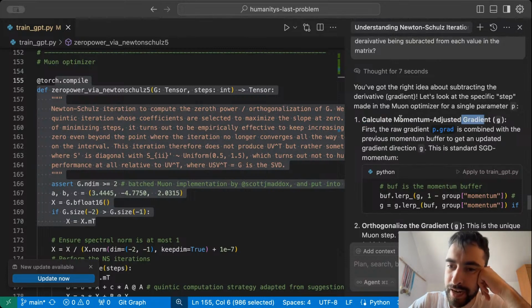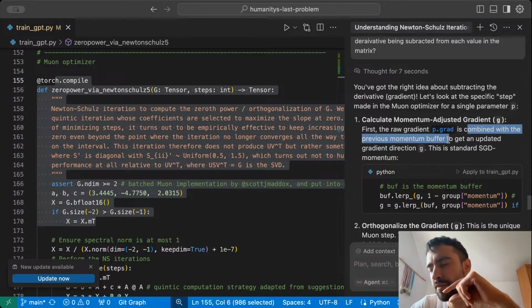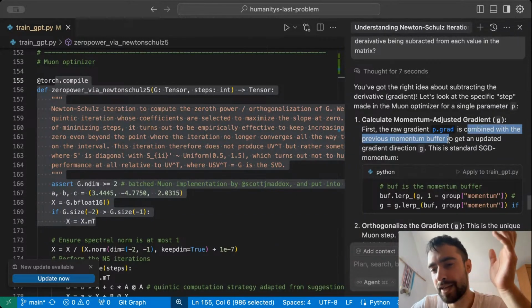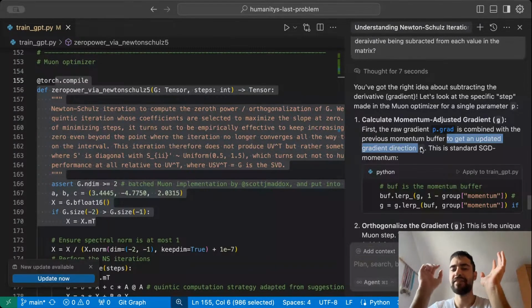Gradient, calculate momentum, adjusted gradient. First, the raw gradient, P grad. What is this P now? Is combined with the previous momentum buffer. What? Momentum buffer. So I guess we have some momentum. Buffer is the place where that momentum value is stored in memory, I guess, to get an updated gradient direction. Wait. Okay, so we have momentum.